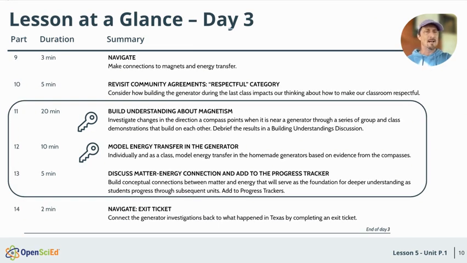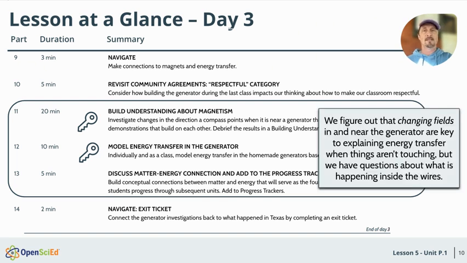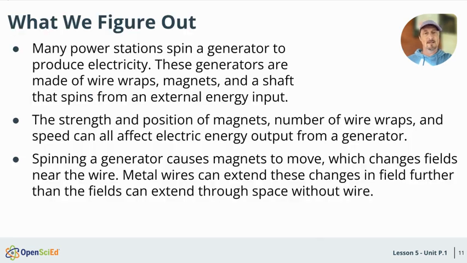We come back to class on day 3, and we use compasses to collect evidence about fields and changing fields. We discover it's really when the fields change that we transfer energy. So we model this out using the same matter interaction convention that we came up with for the power plants. But we still have questions about what's happening inside these wires because we can't really see what's going on in there. That's what takes us into lesson 6.